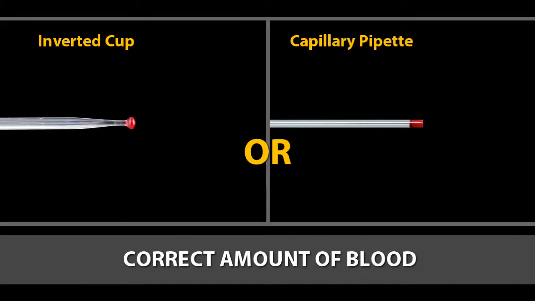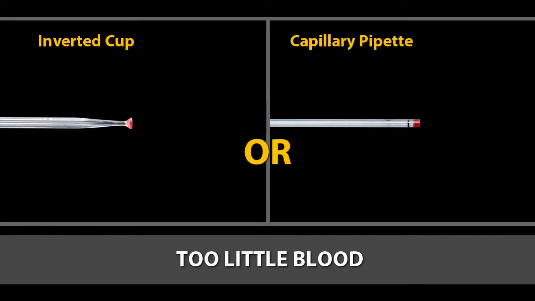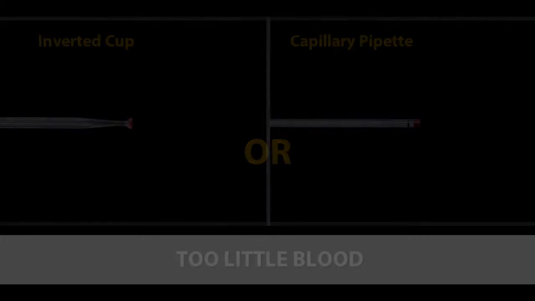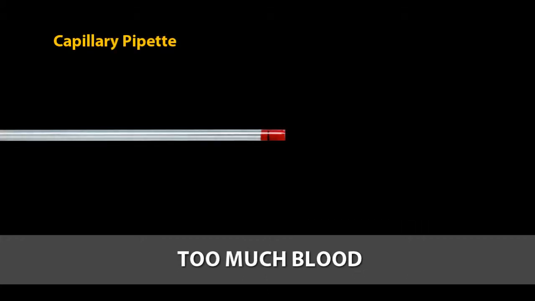The amount of blood collection is critical. This is the correct amount of blood. It is too little. It is too much.